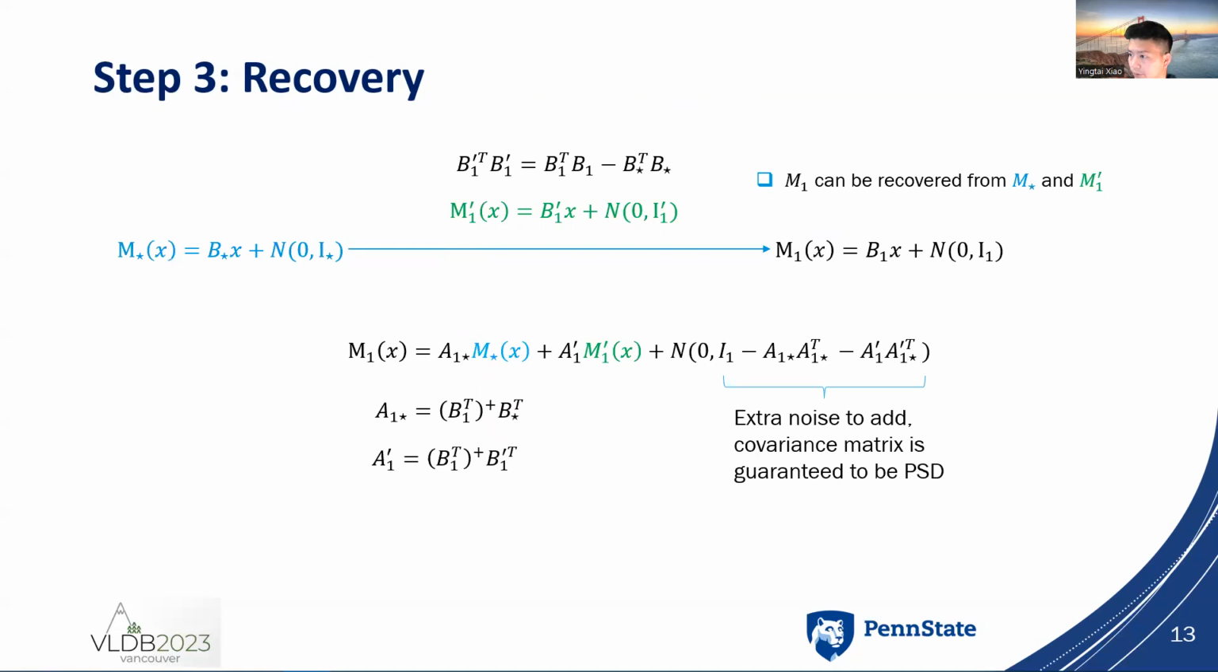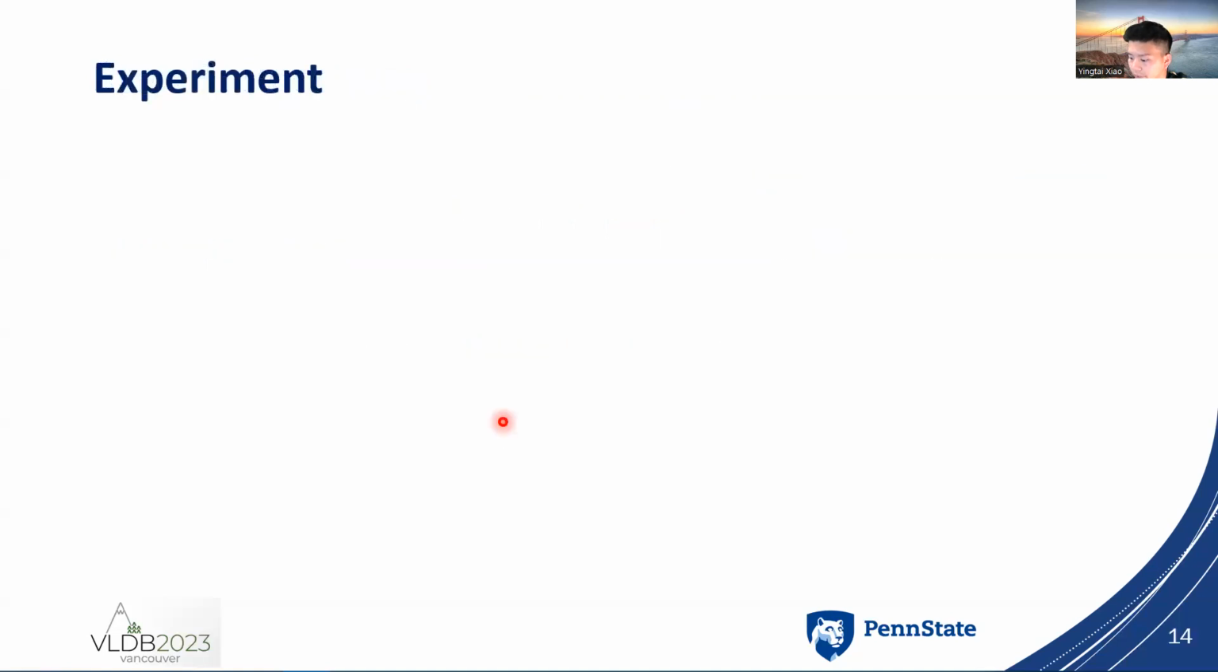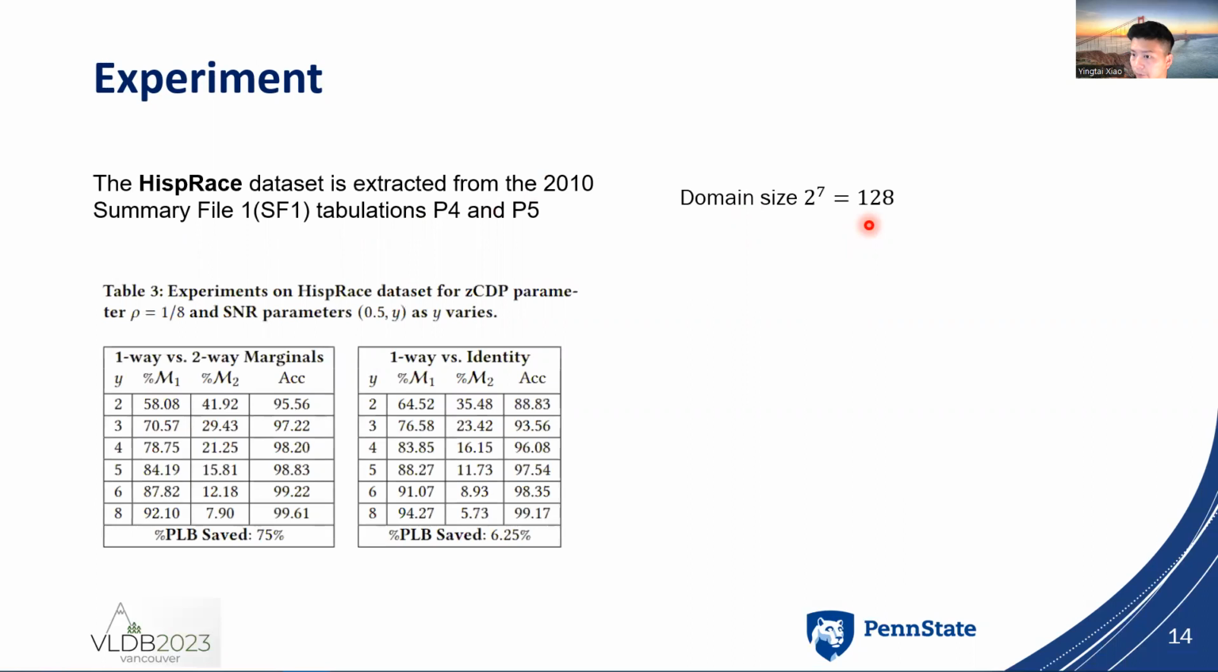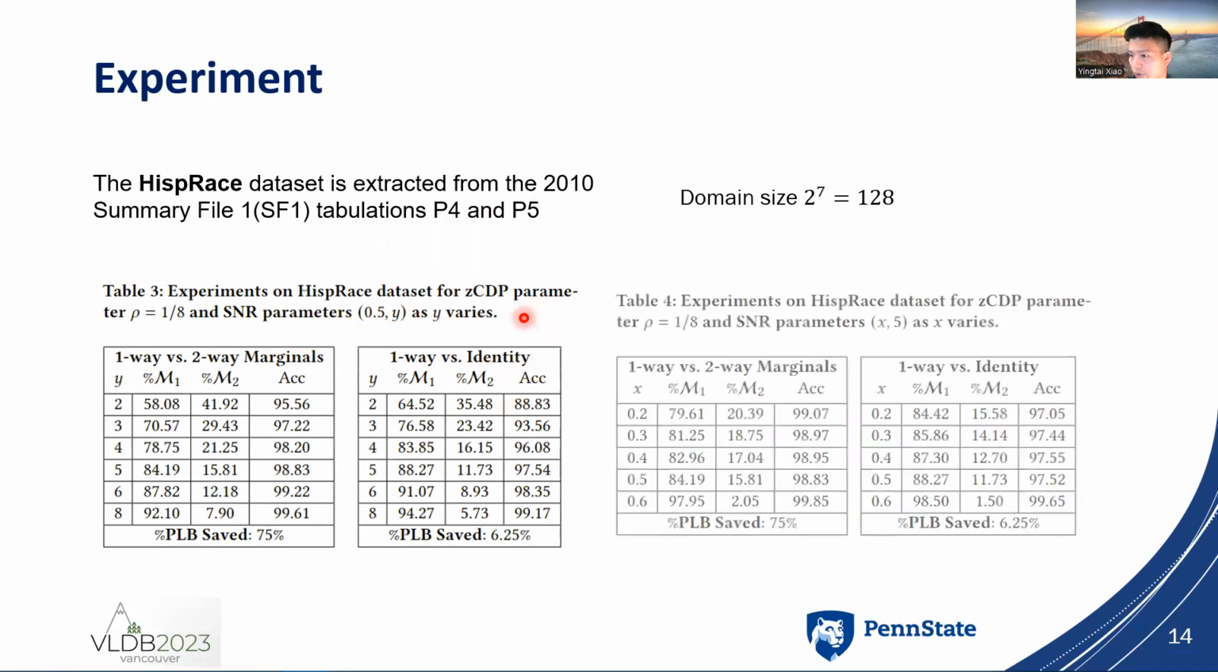And also we have the experiment here. We work on the Hesperus dataset with domain size 128, and then we measure how accurate it is to choose from the original dataset. We achieve around 90, maybe 95% accuracy, and we actually save a lot of privacy budget. So this experiment shows that the algorithm is working well.